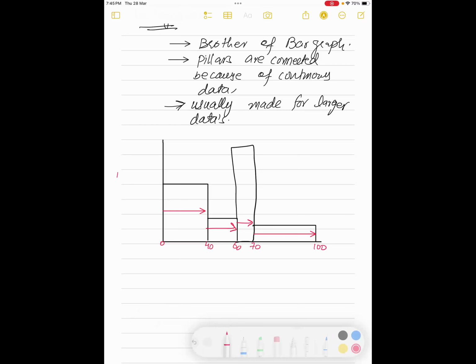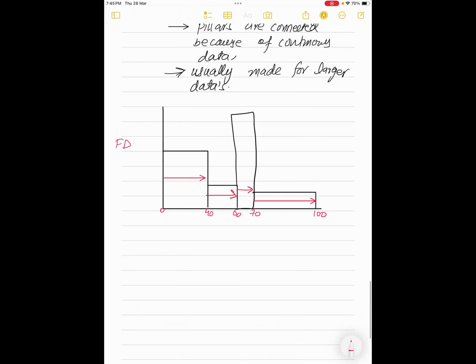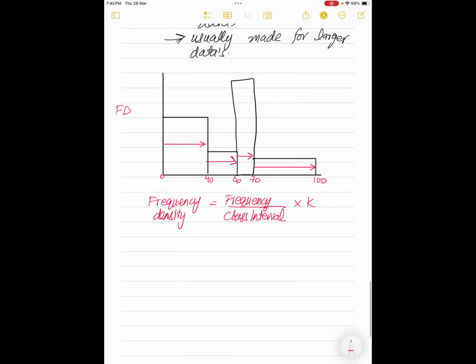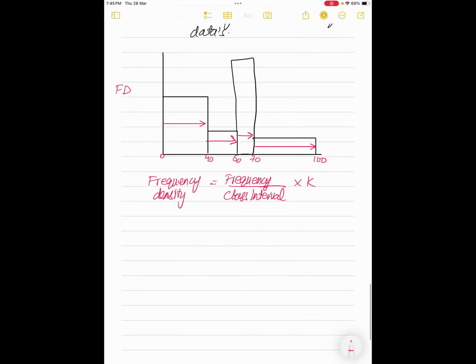Okay. And here we have FD, which is frequency density. So beta, we have a formula in this: frequency density equals frequency divided by class interval, multiplied by k. Understood everybody or not? Yes or no? Yes, sir. Okay. And then in the last we have the cumulative frequency curve.